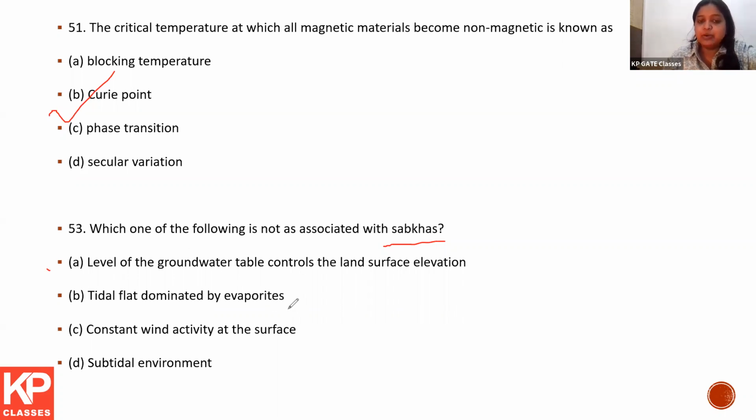Level of the groundwater table controls the land surface elevation. Yes, it is a right statement, associated with sabkha. Tidal flood dominated by evaporites. Yes. Constant wind activity at the surface. Yeah, it can be possible. Subtidal environment. No, it is a supratidal environment. If it were a subtidal environment, the terrain would always be below water, so it is not possible to form evaporites or precipitation. The sabkha environment itself is supratidal. So the right option is D, which is not associated with sabkha.